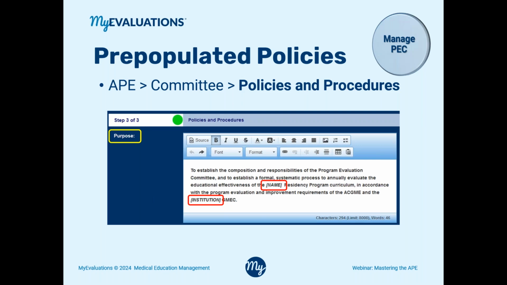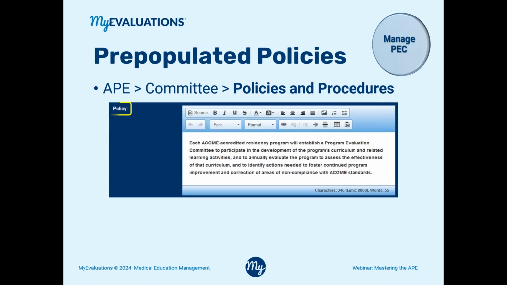So make sure you get rid of the brackets and the name or brackets and the institution, and you manually populate that. We're doing that as a way to make sure that you're actively involved in the process. So for the purpose section, you'll populate that. And then in the policy section, we have already a pre-configured policy, which you can customize.